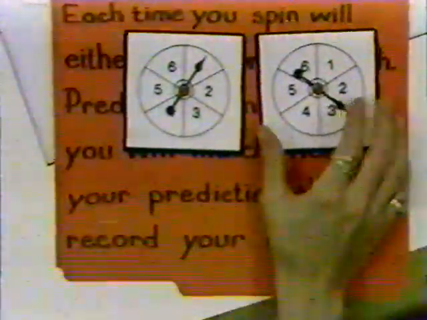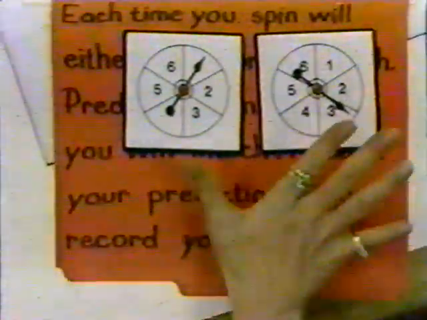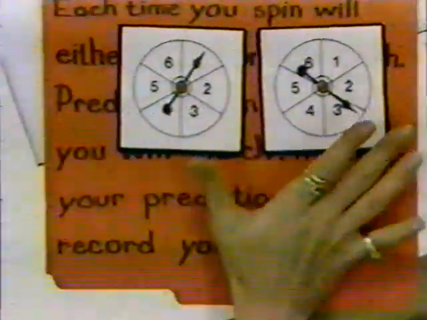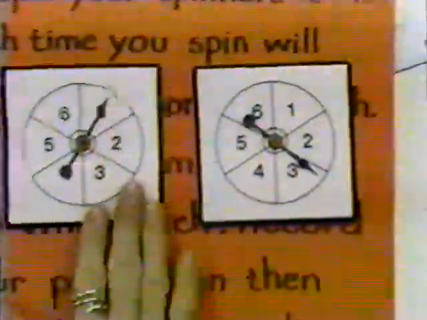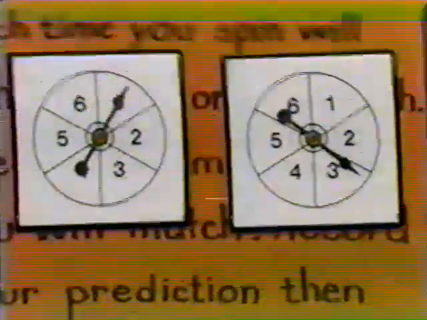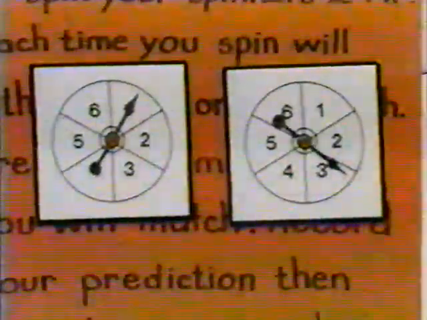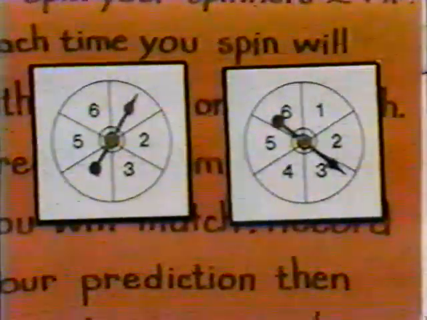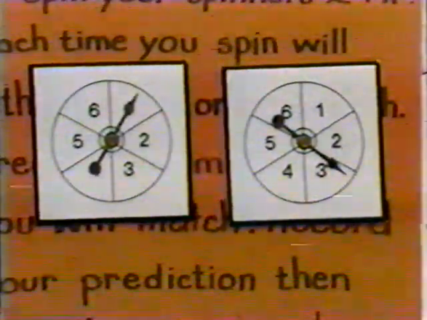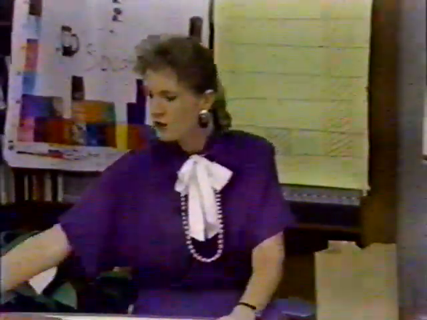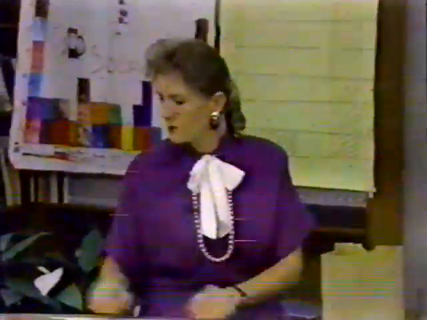bend or whatever. Now, what they do is they make a prediction on how many times it will take them to match, and they record their prediction. So I'm going to predict, so that I can move right along with my activities, that it's going to take just 3 rounds. So I predict 3 rounds. That's how long it's going to take. So let's see if my prediction holds true.